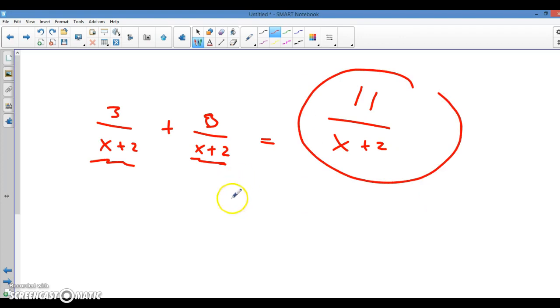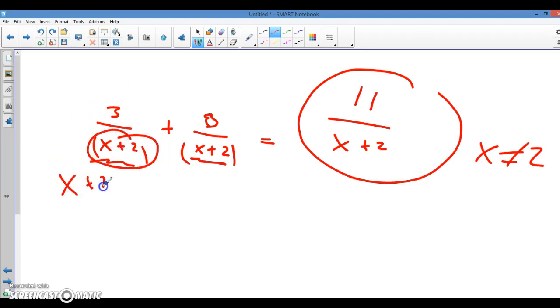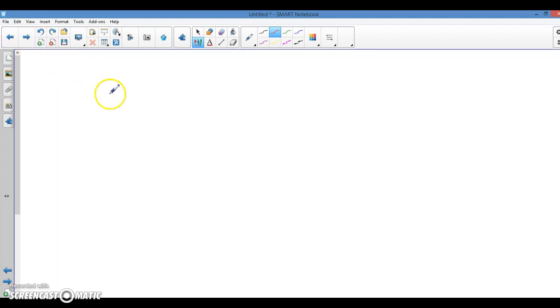Also, don't forget to state your restrictions. At any point you have anything in the bottom that involves a variable, you're going to state restrictions. And here, the only restriction I have is that x cannot be -2. To state restrictions, remember, I don't want the denominator to be 0. So how I get this is x plus 2 cannot be 0, so x cannot be -2, and the not-equal sign is the same as the equal sign as far as working with things.